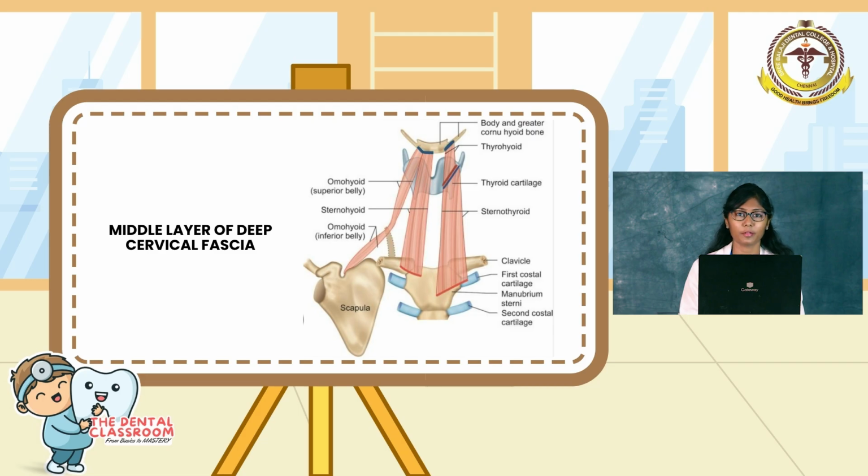From a surgical perspective, this layer is important because it divides in the midline, giving access to the deep structures such as the trachea and thyroid gland, making it a useful anatomical landmark during procedures like tracheostomy or thyroidectomy. However, in terms of clinical infection, this layer is not commonly involved in the spread of infection as it primarily encloses superficial muscular structures.